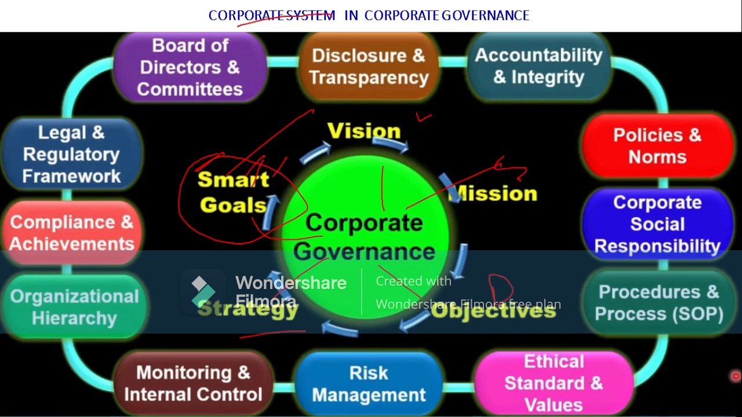Likewise, ethical standards and values are maintained under corporate governance, okay. Ethical standards and values are nothing but fair values should be there. For example, if we are dealing with suppliers, we have to pay in time. Suppliers may send the raw materials on credit basis, so we have to pay them in time.